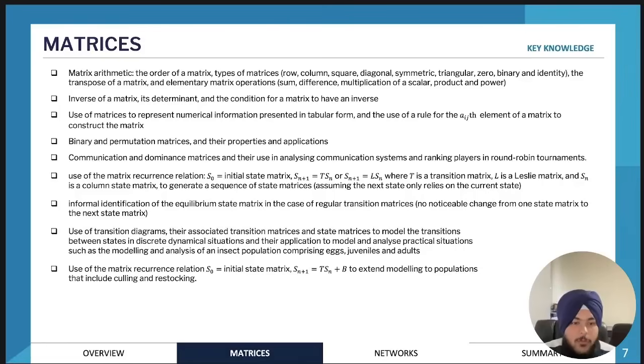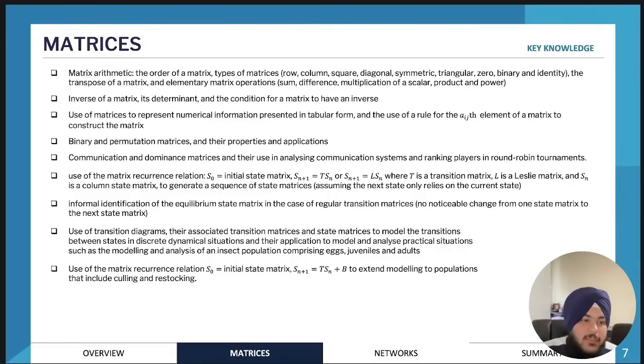So firstly, we'll be going through matrices. I have included the key knowledge dot points from the VCAA study design, but mainly we will be covering matrix arithmetic. We'll be looking at the inverse of matrices and how to find the determinant, and also the conditions for when a matrix may have an inverse. We'll be looking at the different types of matrices and how we use them throughout this topic.